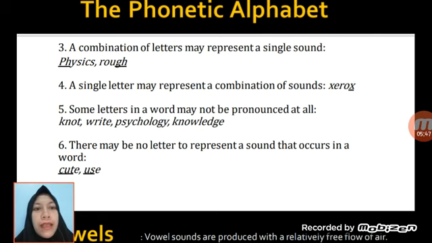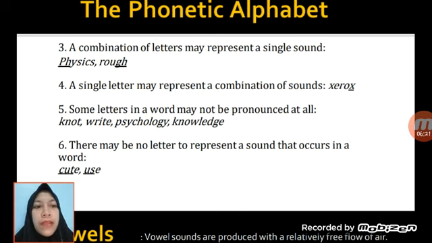And other than that, a single letter may represent a combination of sounds. For example, the word Xerox, X at the end represents two sounds, sound K and also sound S. There is a sound K there, and also sound S. And some letters in the word may not be pronounced at all. For example, in the word knowledge, the letter K is not pronounced at all. There is no sound K in the word knowledge.